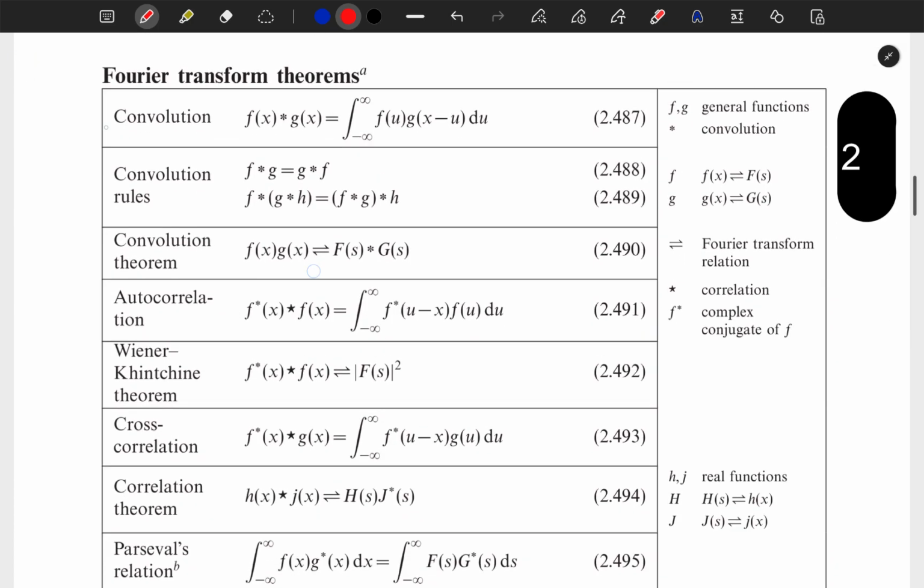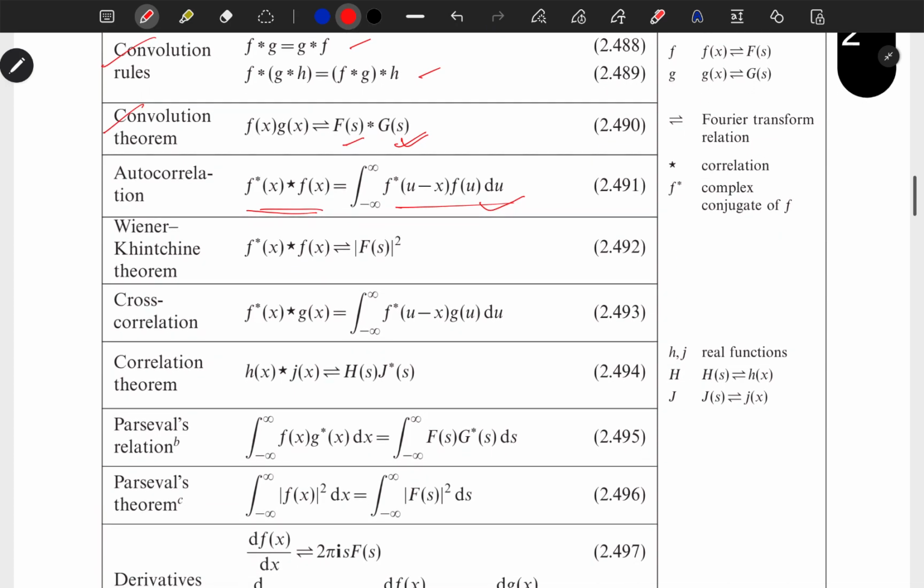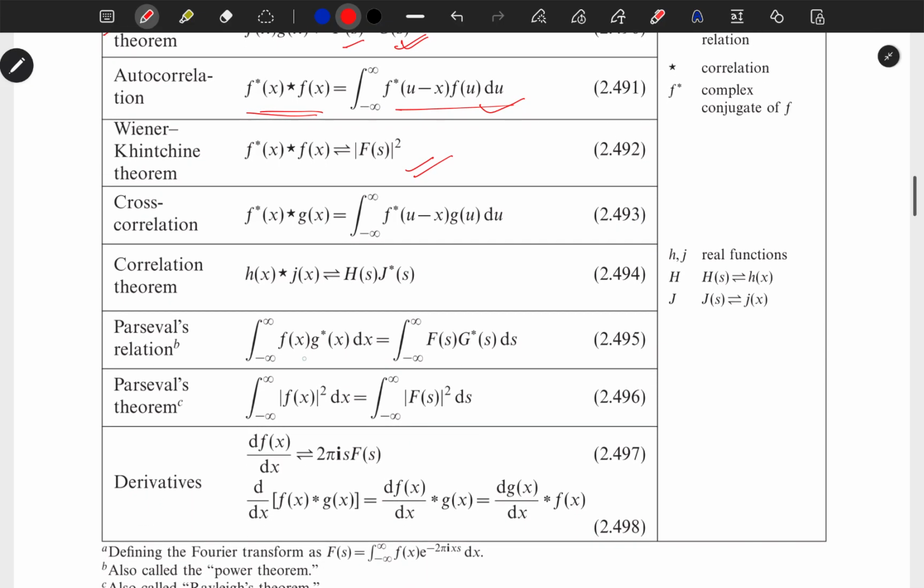Fourier transform theorems: convolution, f of x star g of x equals integral of f of u g of x minus u du. Convolution rules are like this. Convolution theorem: the transform of f of x times g of x equals capital F of s times capital G of s. Autocorrelation functions like this. Wiener-Khinchin formula: f star x f of x equals F of s square, and Parseval relation: integral of f of x g of x star equals integral of F of s G of s star. Parseval theorem. Derivatives: the transform of f prime of x is 2 pi i s times F of s.